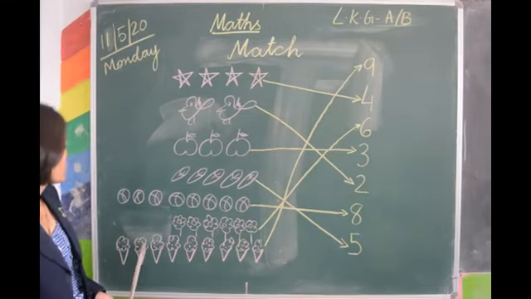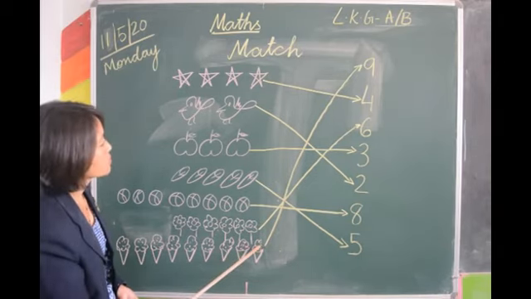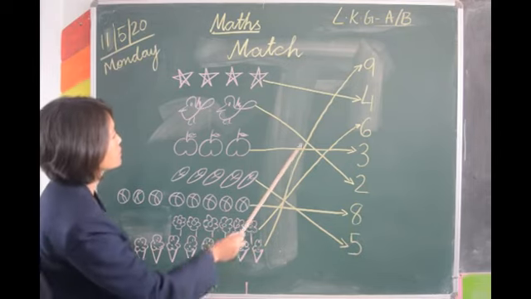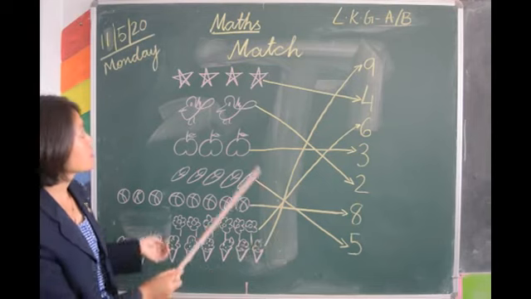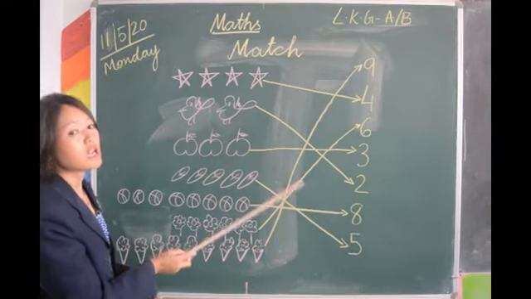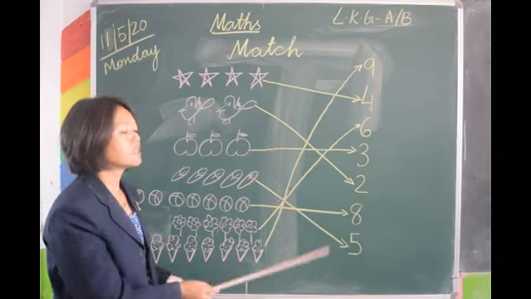Now 1, 2, 3, 4, 5, 6, 7, 8 and 9. So 9 ice creams are there. So we have already drawn till 9. So dear children, this is the way to match the numbers. You have to count the pictures properly and then you have to match the numbers. Okay.